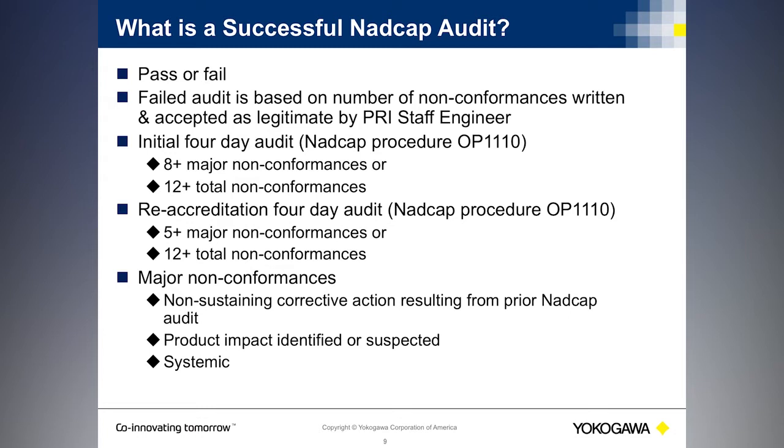For a reaccreditation audit, and this is for a supplier that's already been accredited, 5 or more major non-conformances can be deemed failed, or 12 or more total non-conformances. So you can see the number drops down considerably from your initial audit, your first go-around with Nadcap, versus a reaccreditation. A major nonconformance is interpreted to be a non-sustaining corrective action resulting from any prior Nadcap audit, if a product impact is identified or suspected, or if you have a systemic problem where a finding is repeatedly seen over different elements of the system.